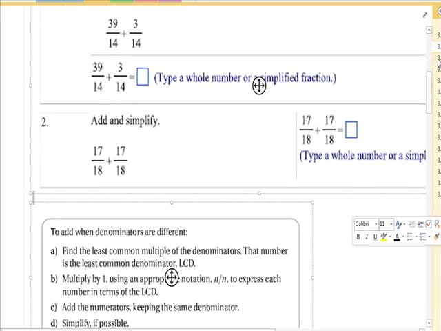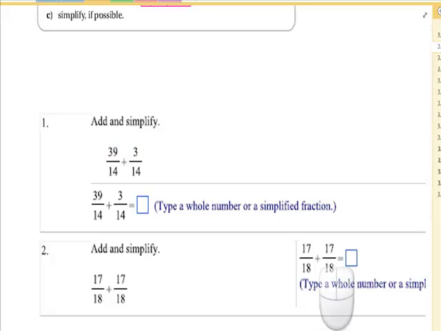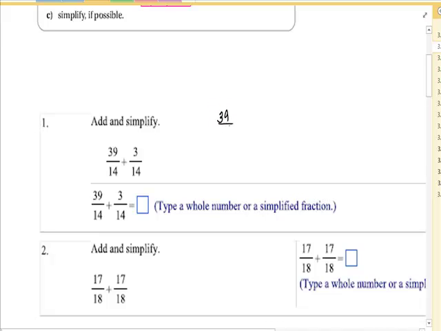Let's take a look at one. I have 39/14 and 3/14. You can leave the problem written horizontally, or you can write it vertically. That tends to be most people's preference. I have 39/14 plus 3/14. They already have a common denominator of 14, so I will keep the denominator of 14, and I will add 39 and 3, which will give me 42.